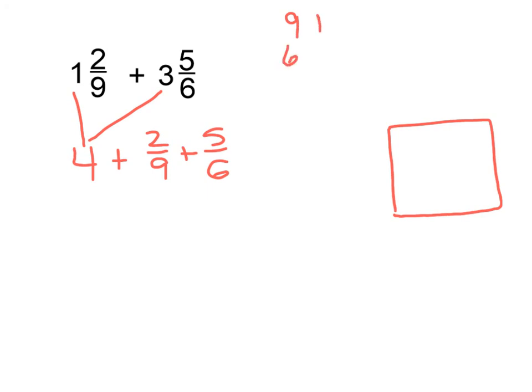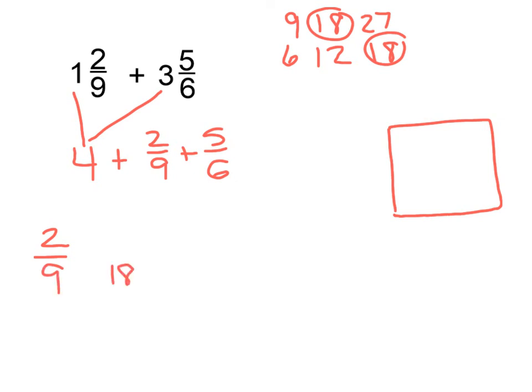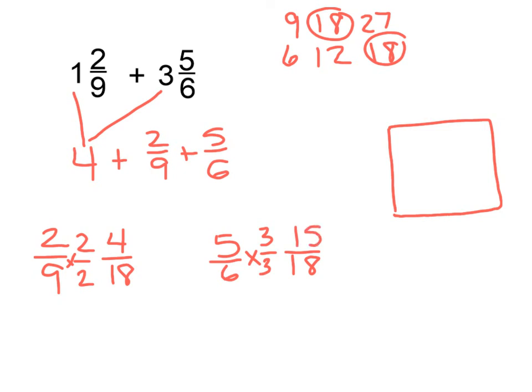I'm going to go 9. 9 times 2 is 18. 9 times 3 is 27. I'm going to go 6, 12, 18. Oh, look at that. 18 is a common denominator. So I'm going to change 2/9 to 18ths, and I'm going to change 5/6 to 18ths. 9 times 2 is 18, so I'm multiplying by 2 over 2. 2 times 2 is 4, so now 2/9 is equivalent to 4/18. 6 times 3 is 18. 5 times 3 is 15, and 5/6 is equivalent to 15/18.